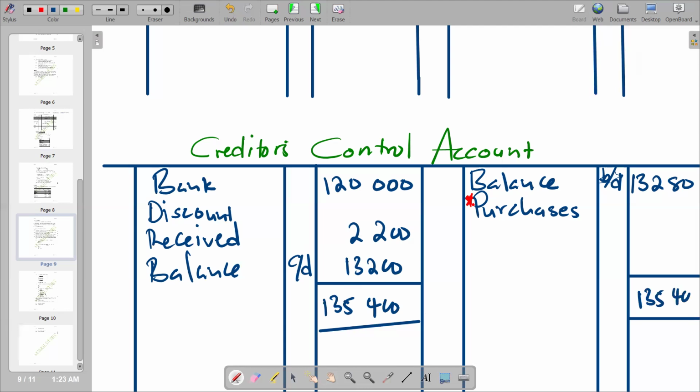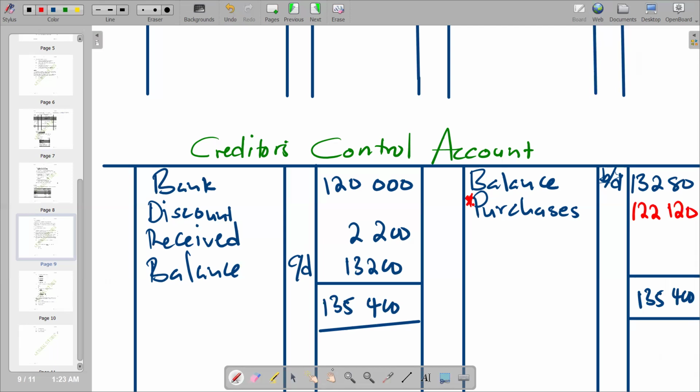Then the amount should also come on the credit side, 13,280, so that you can find the balancing figure, which is 122,120. So this is the amount that is supposed to go to the income statement as our purchases. So we take note of that.